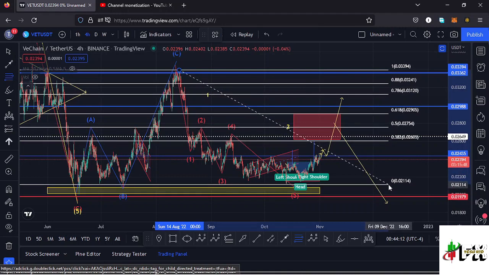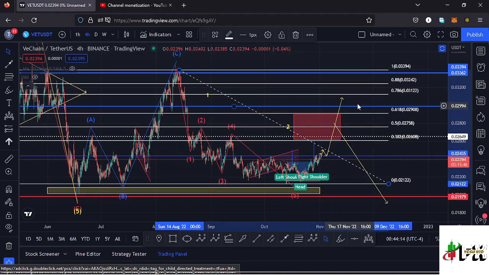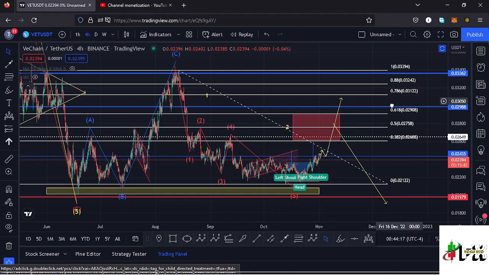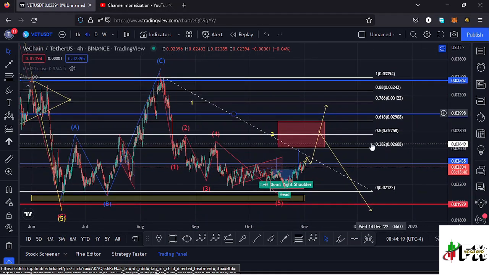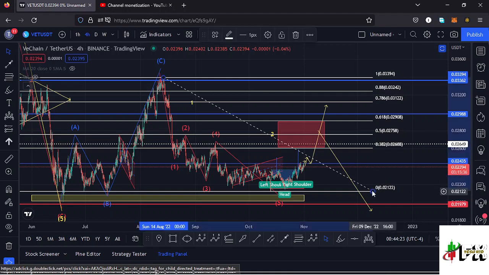In case that plays out and we continue pushing higher above the $0.0312 mark, then I believe Vechain might start sketching out even a more bullish movement here on the Vechain chart. So let's be patient and see how that plays out.